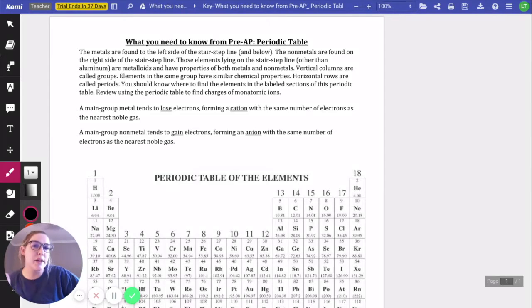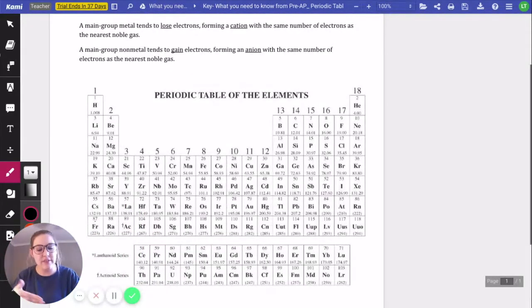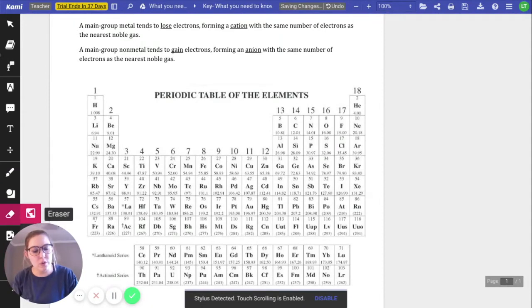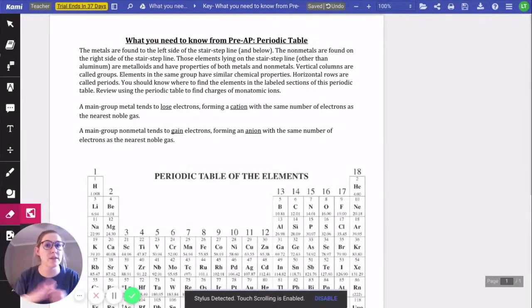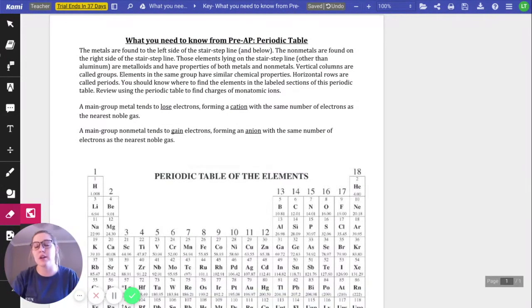So today I'm going to talk about the periodic table. I actually have the AP periodic table right here on my notes, so we're going to walk through some different things on it. I'm going to read through this paragraph, and as I read, I'm going to make some notes on our periodic table.